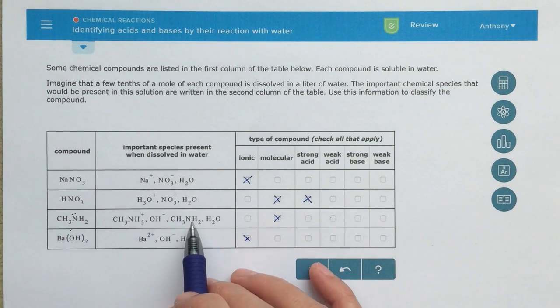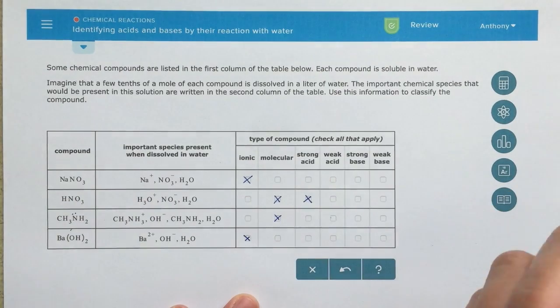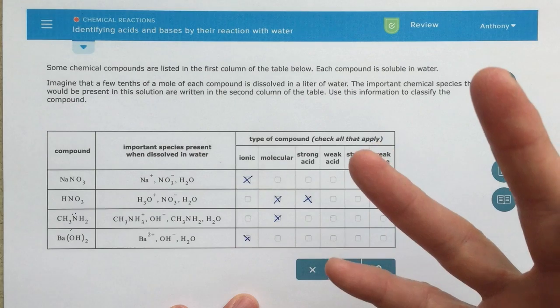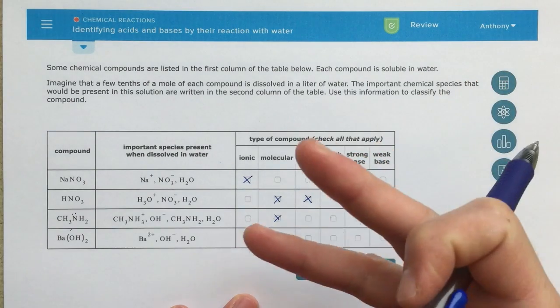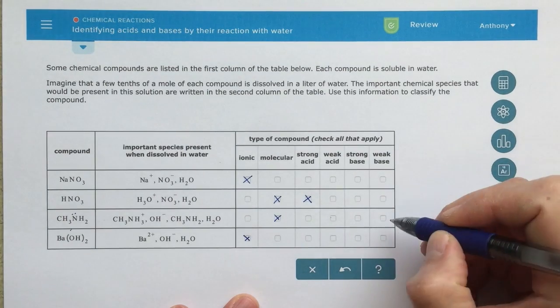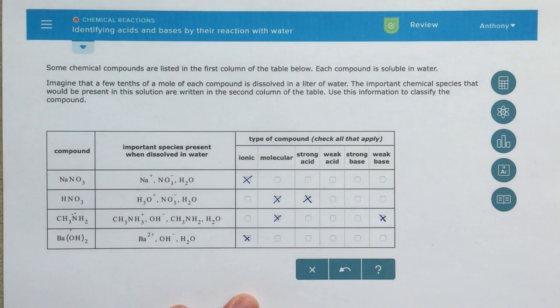I'm going to have the same compound that's still present in that water solution. So if not all of it reacts, if not all of it dissociates, or if not all of it accepts an H+, then that indicates it's going to be a weak base. So this would be an example of a weak base.